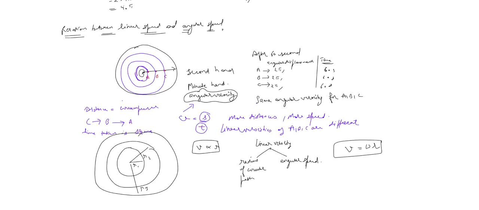So linear speed is equal to angular speed multiplied by the radius of the circular path, right?